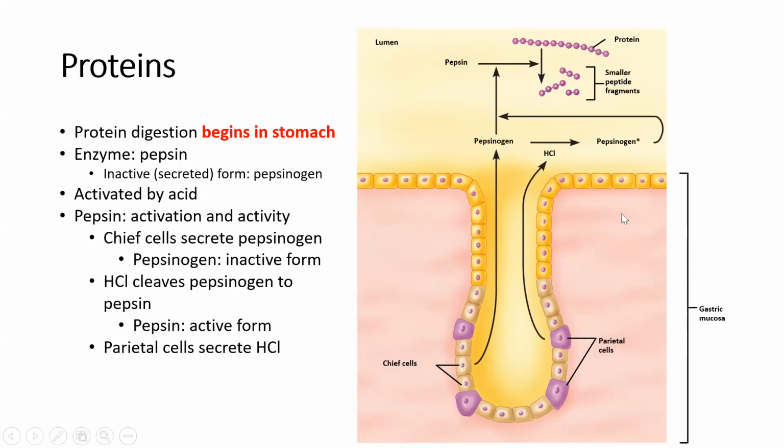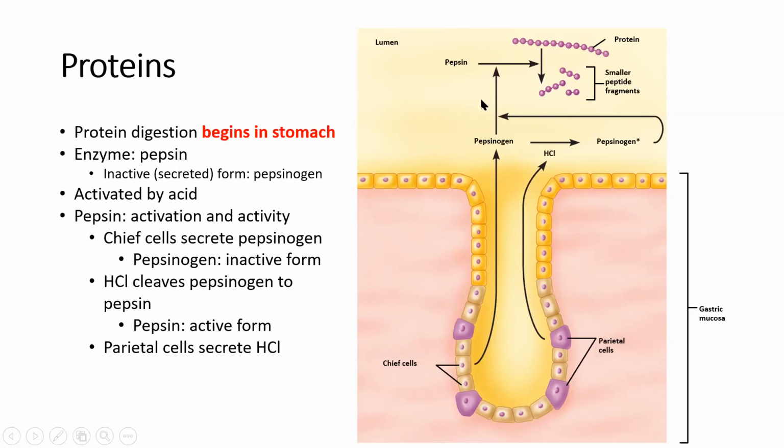If you remember our last class, we spoke about the stomach having these pits or these invaginations that we call gastric pits. And down within these pits, we had different types of cells that secrete different substances onto the lumen of the stomach. So we had chief cells, we had parietal cells. Chief cells secrete pepsinogen. Specifically, parietal cells secrete hydrochloric acid. And then these two things play hand in hand to activate pepsin to begin breaking down these polypeptides.